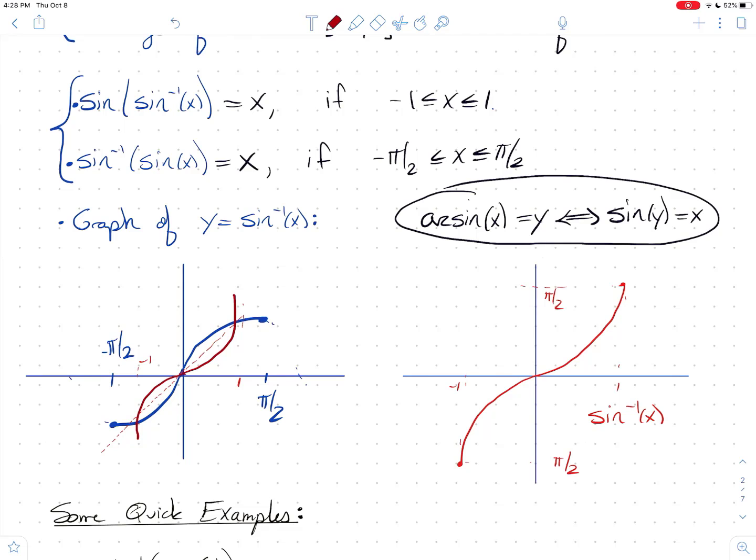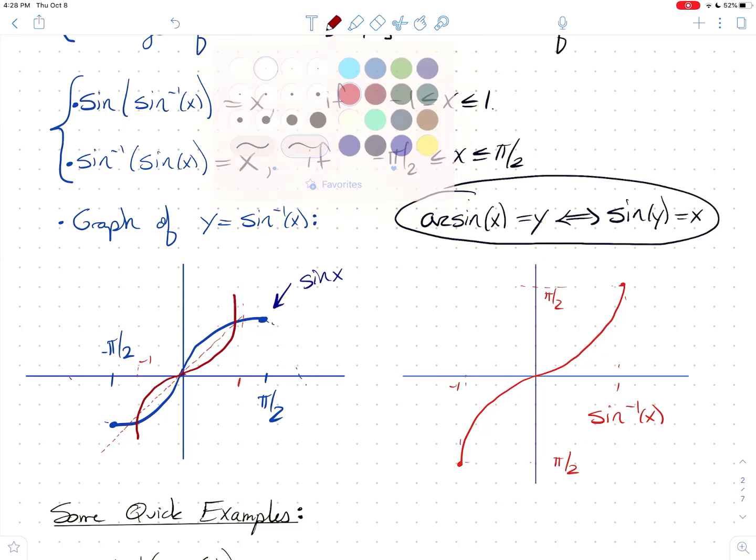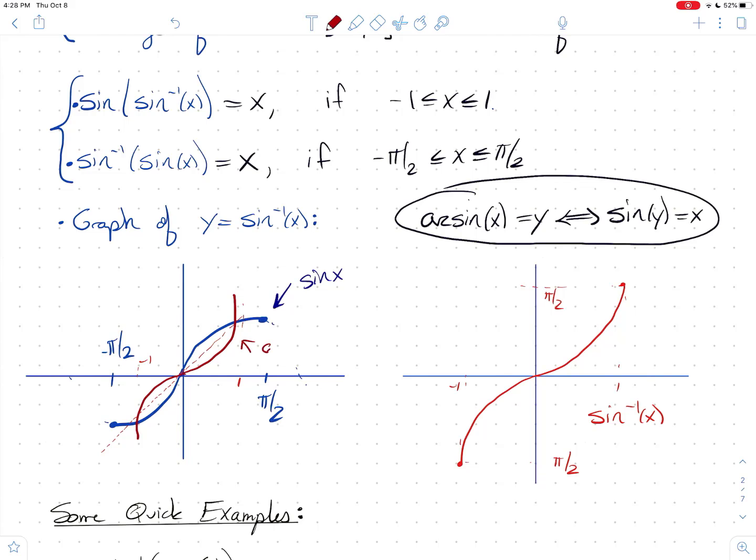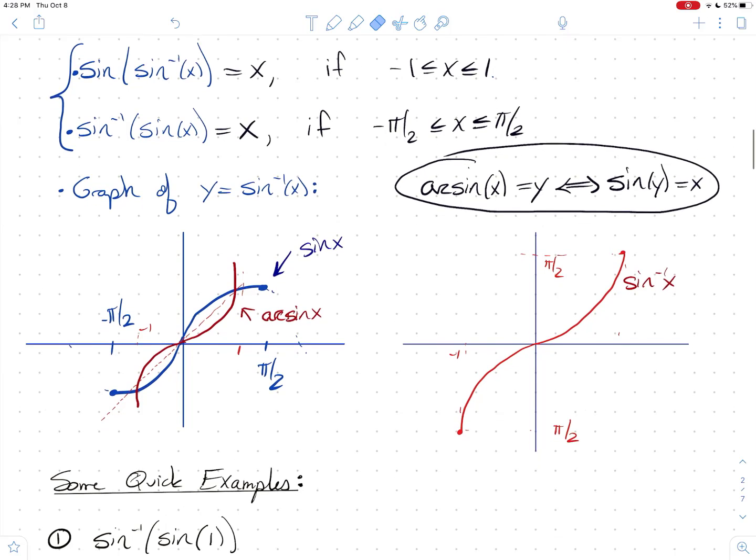I should write in blue so you can keep track of it. The blue graph is sine of x, and then the red graph was my rough attempt at arc sine of x. And of course, here's a better graph of arc sine of x. I've already labeled it, so I'll just erase that. Okay, so there's the basic properties, there's the graphs. Let's do some quick examples.